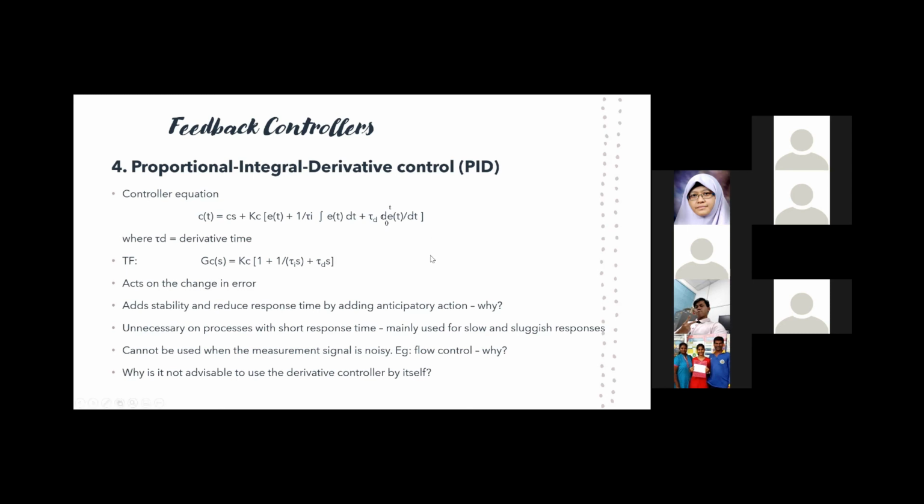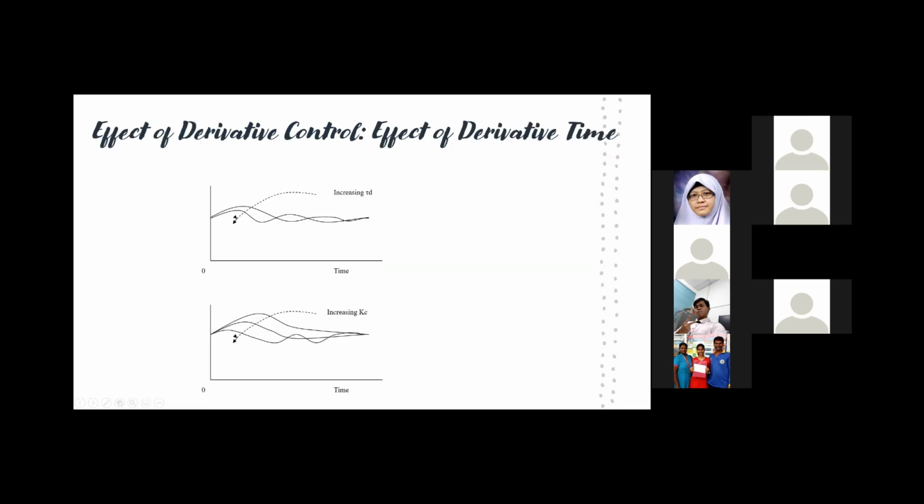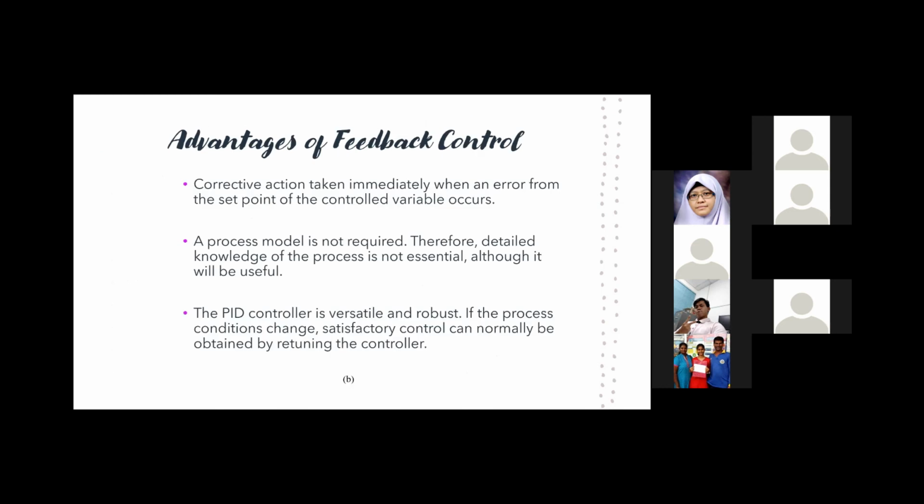That's why normally integral only controller is not used, derivative only controller is not used. And because the derivative part depends on the change in error, if you have anything with noisy signal, then it's not suitable, because the error will keep on changing. So there are of course advantages and disadvantages of feedback control. You can take immediate corrective action whenever there's error, but it has to wait for the error to occur, then only can you take action. A process model is not required, it's very easy, you just tune the 3 parameters of the controller.